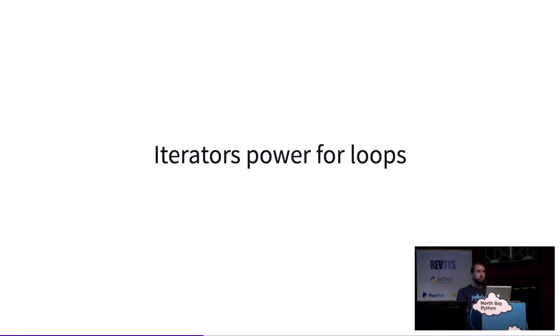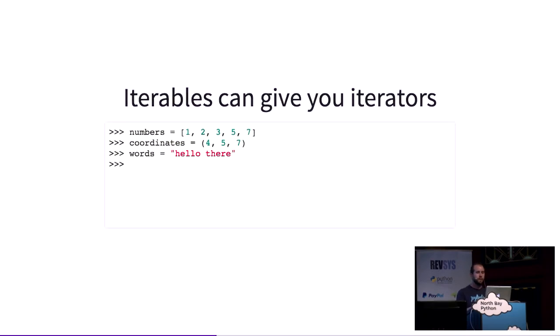You can get an iterator from any iterable in Python, and you can use an iterator to manually loop over any iterable. Okay, let's take a look at how that works. So we have three iterables here, a list, a tuple, and a string. We can ask each of these for an iterator using Python's built-in iter function. This is built straight into Python.